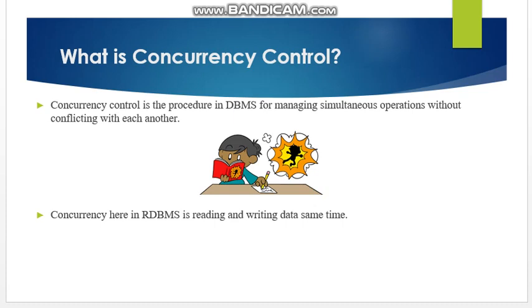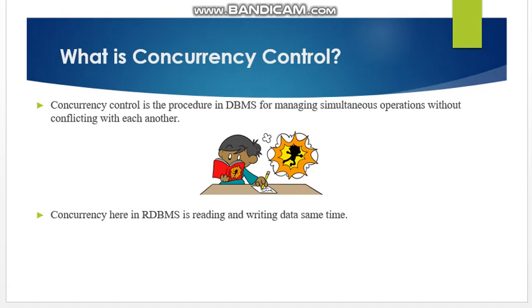What is concurrency control? Concurrency control is a procedure in the database management system for managing simultaneous operations without conflicting with each other. Concurrency in the database is about reading and writing data at the same time.